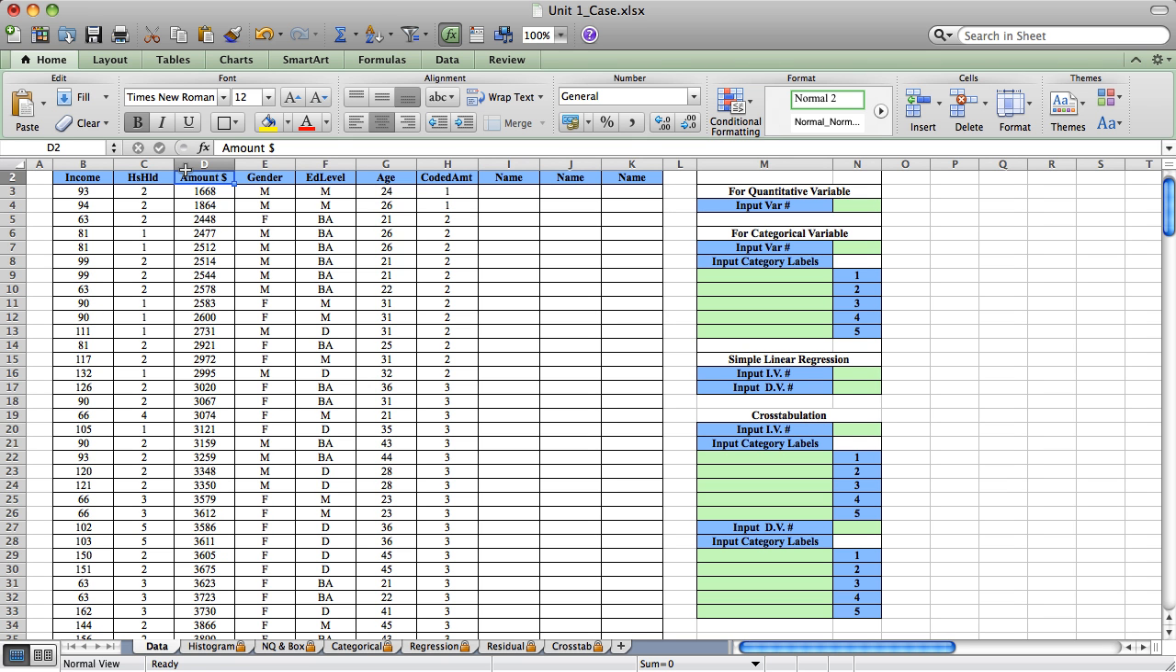To use Excel to set up our simple linear regression, we just need to input two variable numbers, one for the independent variable, or IV, and one for the DV. The IV in this case is income, so we would input variable 1. The DV is amount charged, which is variable 3. Next, we click the Worksheet tab, Regression.